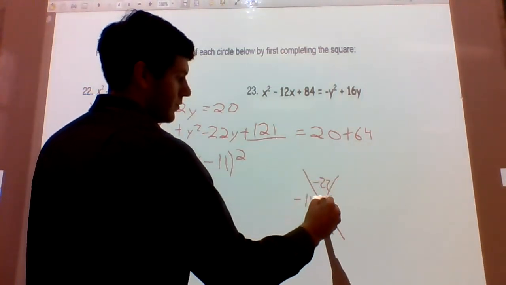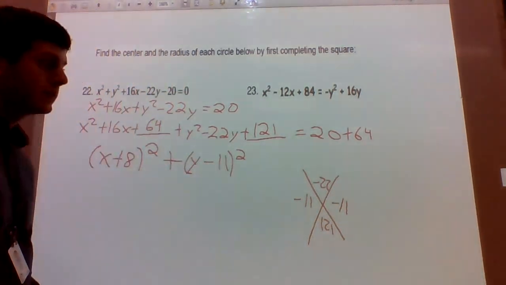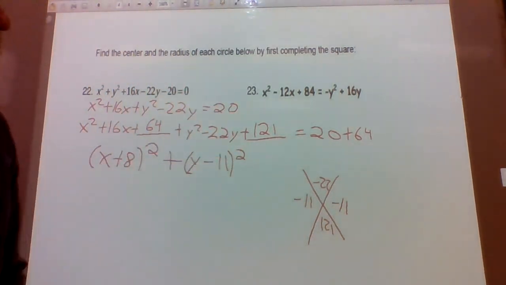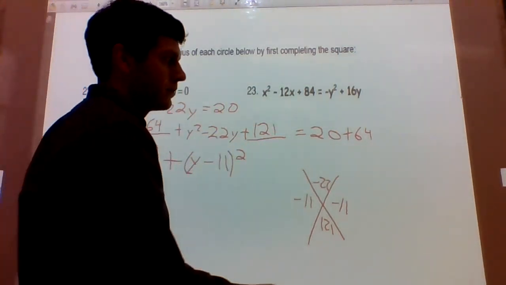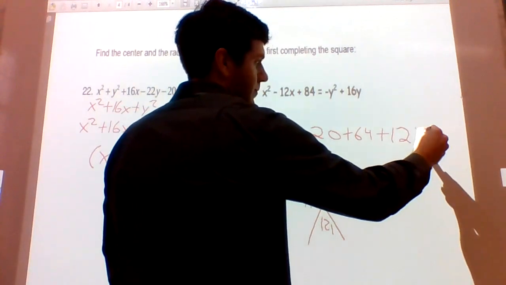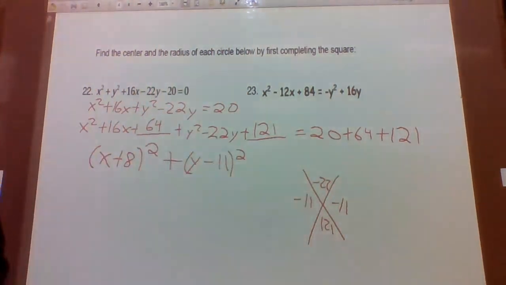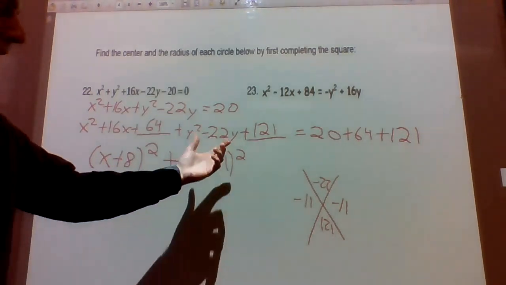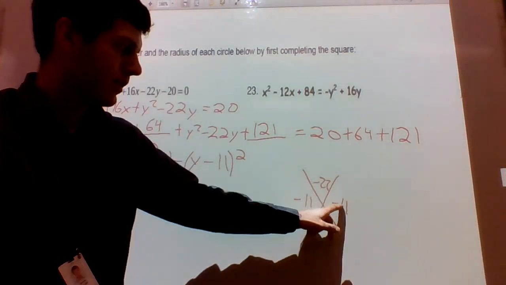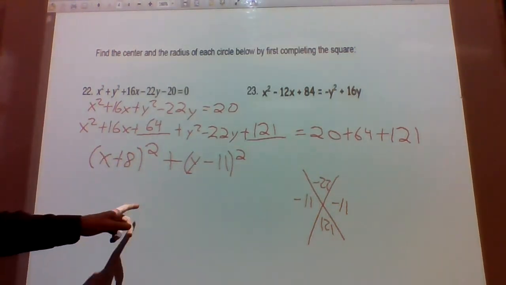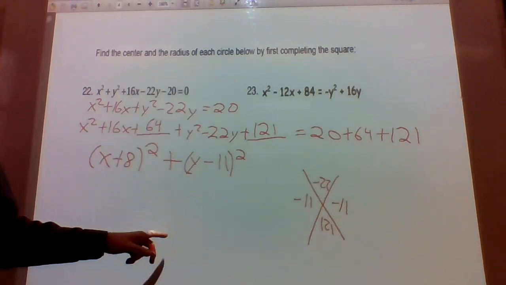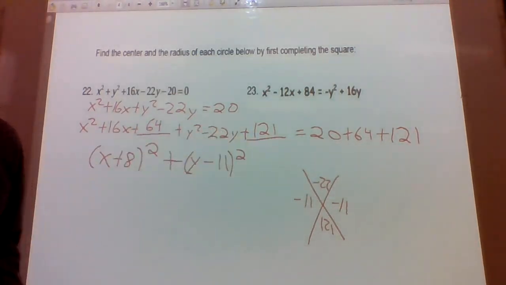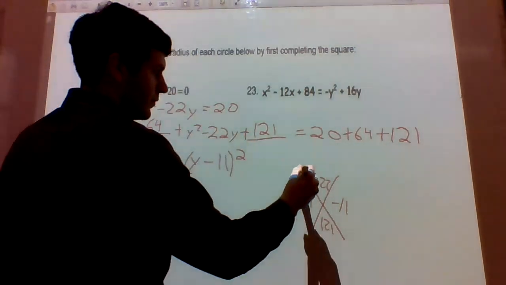Well, it's going to be negative 11 and negative 11. And the reason this works out is because that's how we designed it to work out, by dividing by 2 and squaring it. The 121 we added here was designed to make this negative 11 and negative 11. It was designed to make this one positive 8 and positive 8. That's why we're adding 64 and 121. So we have those two perfect squares.